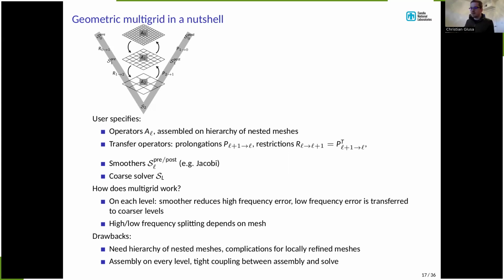Okay, so this can be complicated if you have a locally refined hierarchy of meshes. On the other hand, it's also a bit annoying to have to assemble so many non-local operators, and we don't really like tight coupling between the assembly of our discretized system and the solution of the system. This isn't necessarily very user-friendly. Next slide, please.